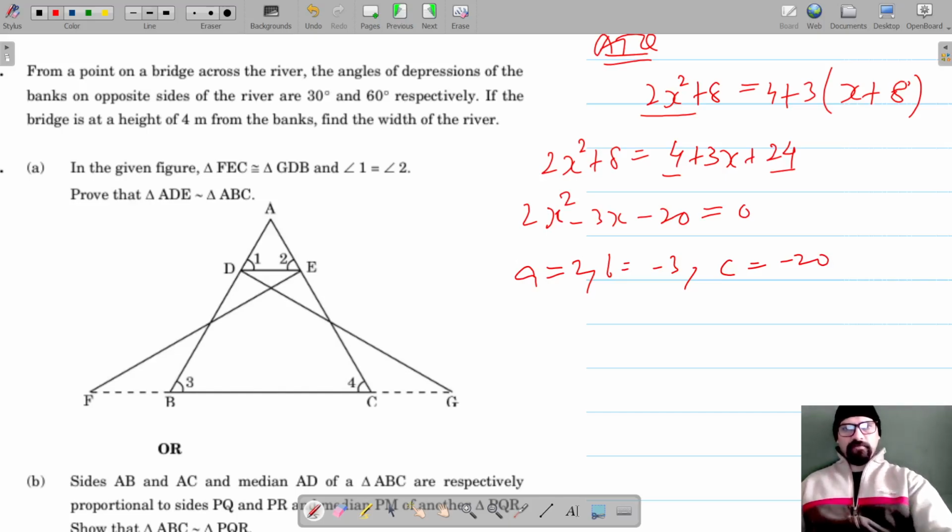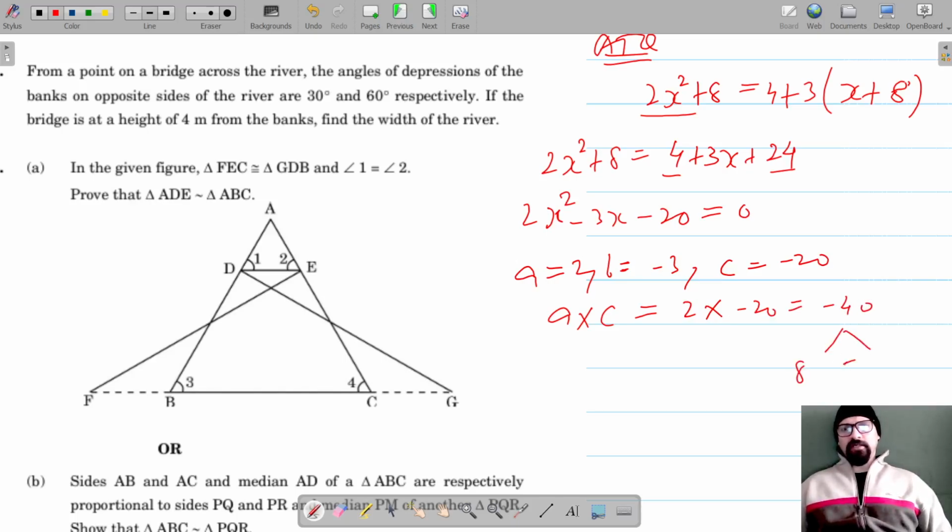So our equation is 2x squared minus 3x minus 20 is equal to 0. So a is equal to 2, b is equal to -3, and c is equal to -20. And we are going to solve this using the factorization method. So 40, and the factors of 40 are 8 and 5. Let this be -8. So -8 into 5 is equal to -40, which is the product. And -8 plus 5 gives me -3, which is the middle term.